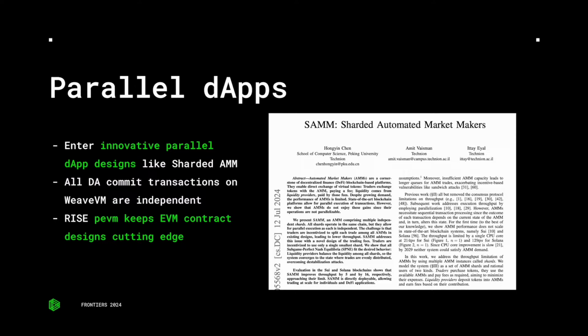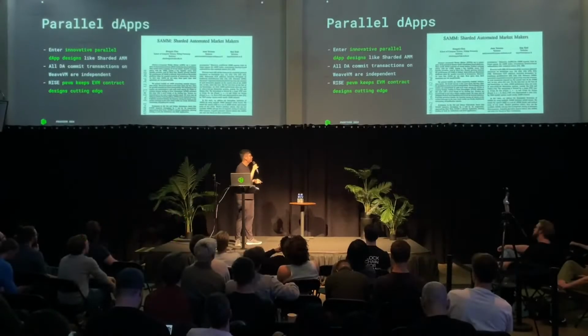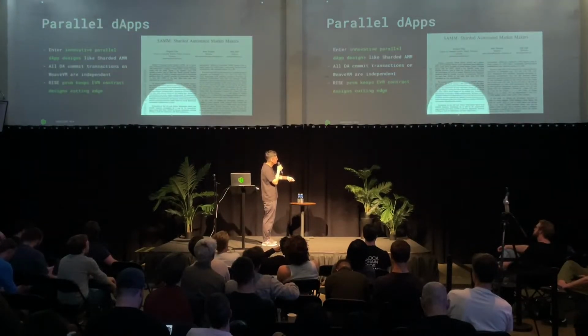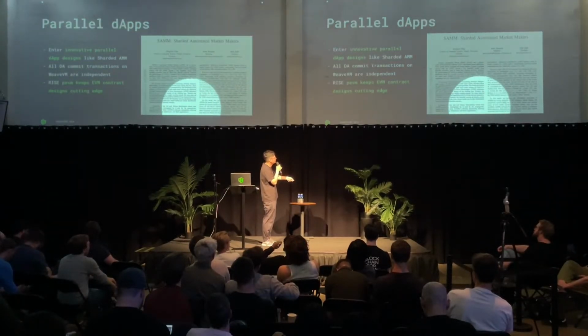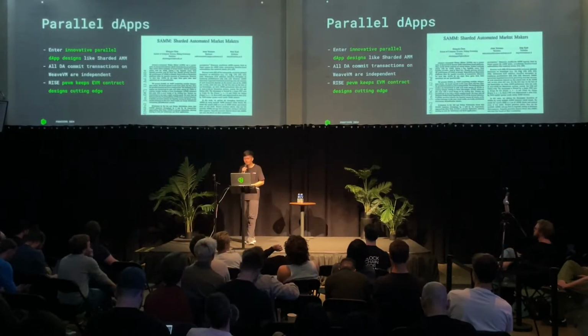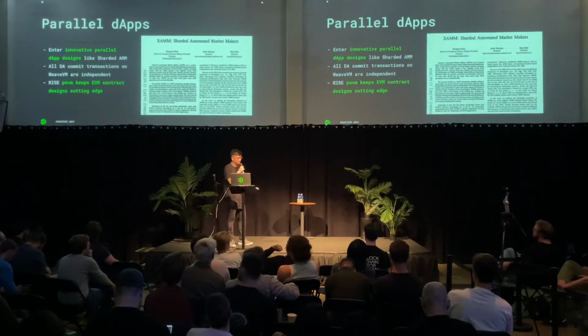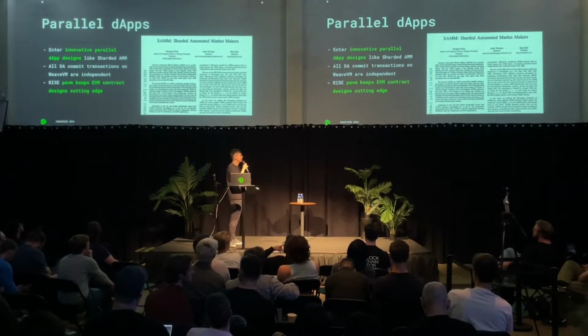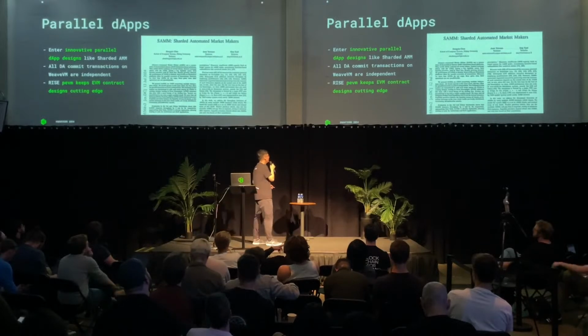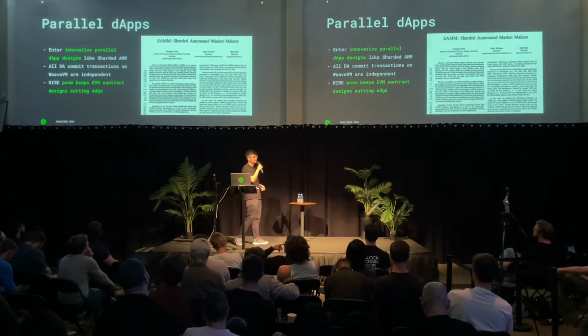And you can see in these kinds of papers, other ecosystems are already designing parallel DApps, like shorter automated market makers that promise 5x throughput on Sui and 16x throughput on Solana. And so I hope our PVM could help bring all these innovative designs and more to Ethereum and all the L2s to keep EVM contract design cutting edge.